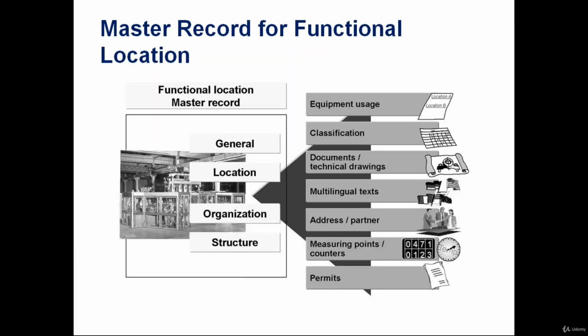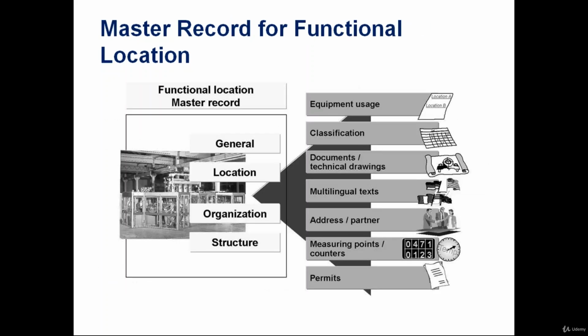Now what information does the master record of a functional location contain? It contains information on equipment usage, classification, documents, technical drawings if you have any, text information, address and partner information, measuring points and counters, permits, and you have the options under functional location master data: general tab, location tab, organization tab, and structure tab.